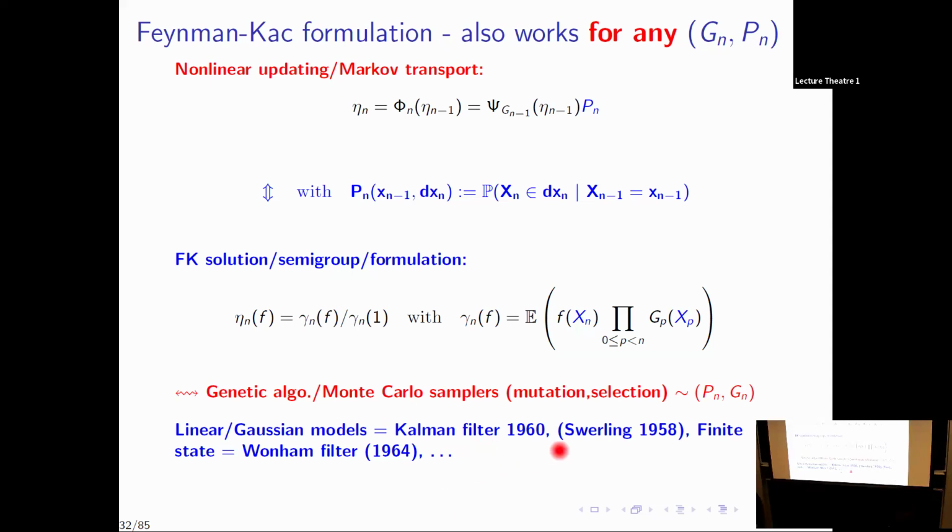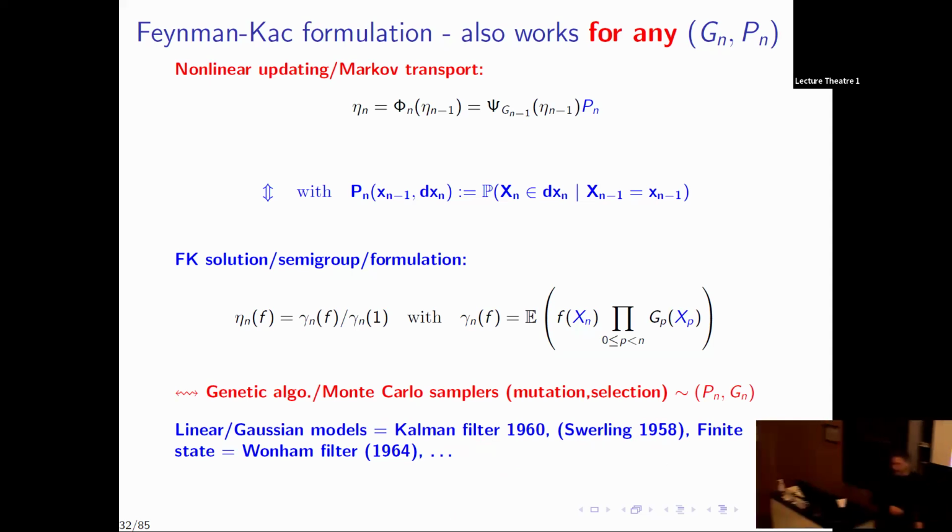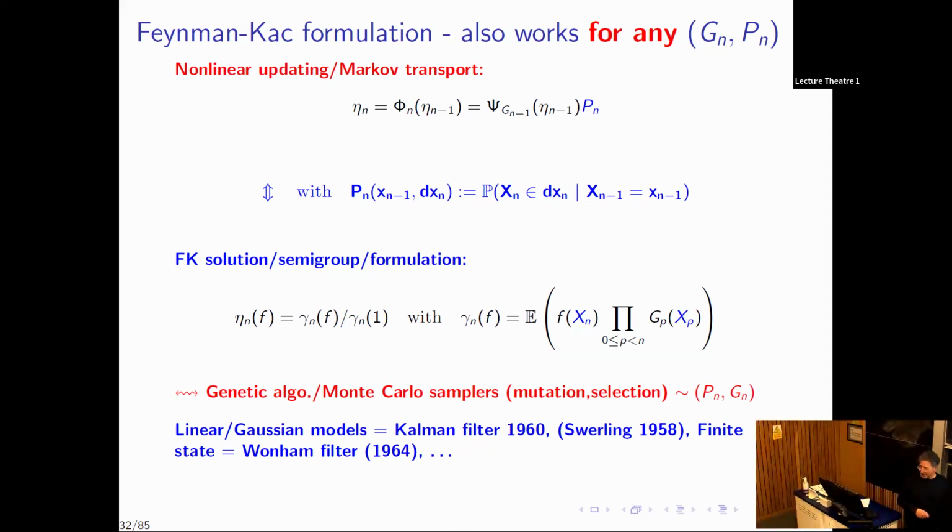I think someone showed me that there is an article from '58 by Swerling that also did this linear Gaussian. In any case, it's the regression formula. It's French, no? It's Legendre in the 18th century. It's the regression. Anyway, people call this equation in genetic algorithms, when there is no crossover, the infinite population model. So the infinite population model is this equation.